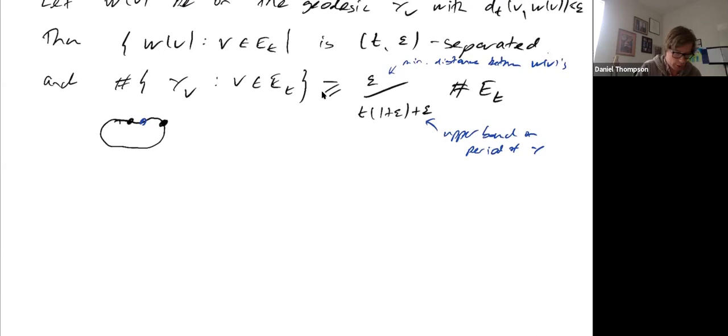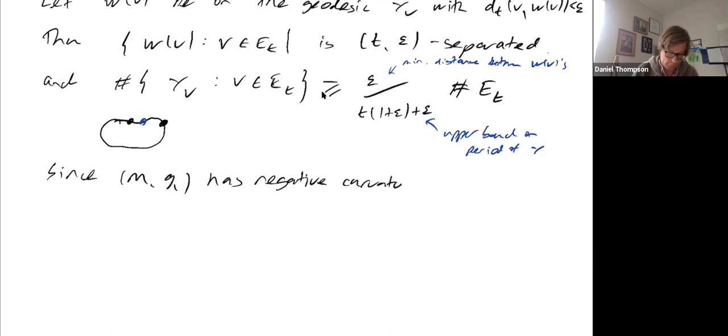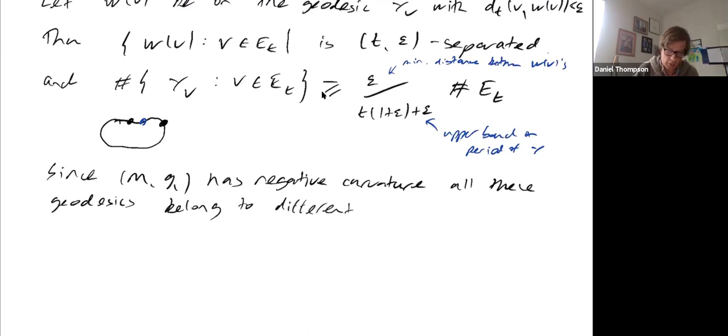Since g1 has negative curvature, all these geodesics, so closed geodesics, belong to different free homotopy classes. We'll use that fact soon.